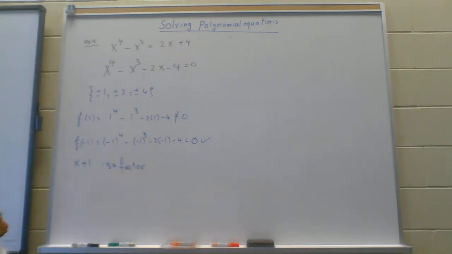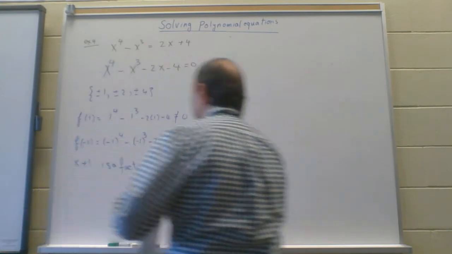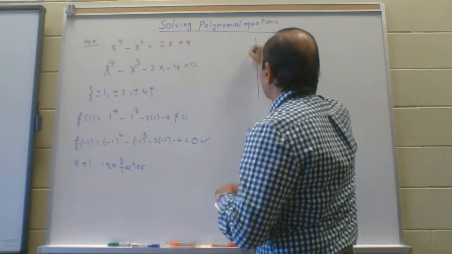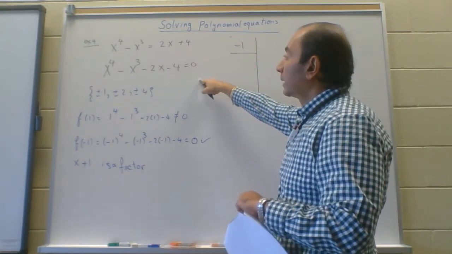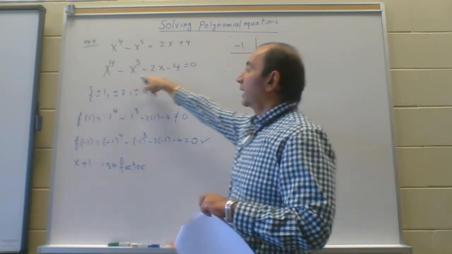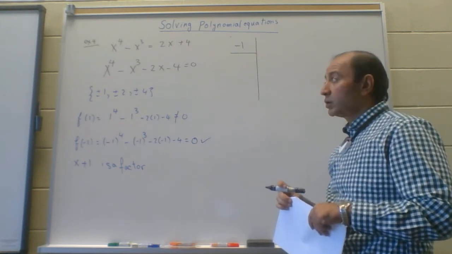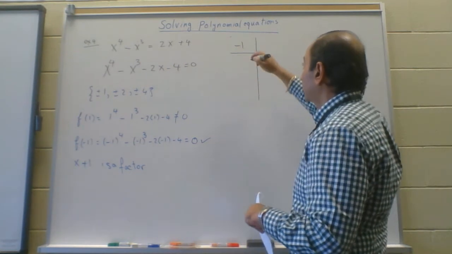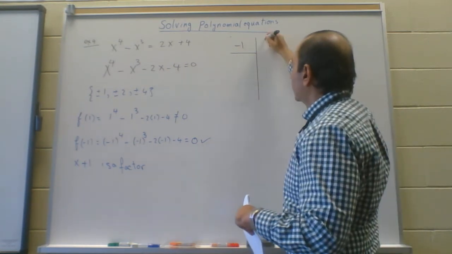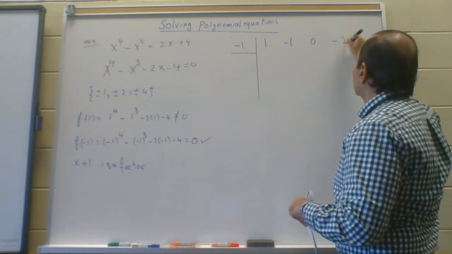Now I need to find the other factors, so I need to find the quotient after I do synthetic division. So I will do synthetic division here. I will put the value that makes the factor 0, so negative 1. Then I put all the coefficients of the x's, and again I want to remind you all the time, don't forget that you are missing x squared here, so we fill in for it with 0. So we're going to put 1, negative 1, 0, negative 2, and negative 4.